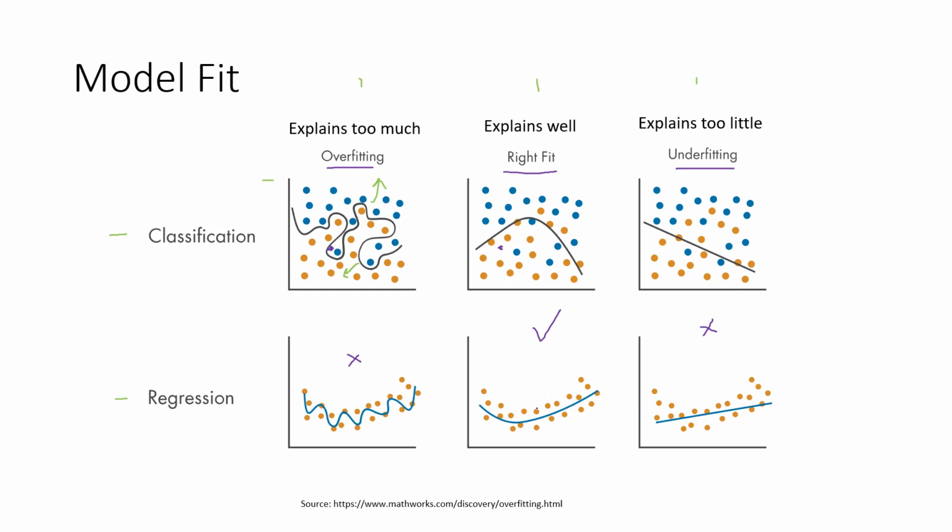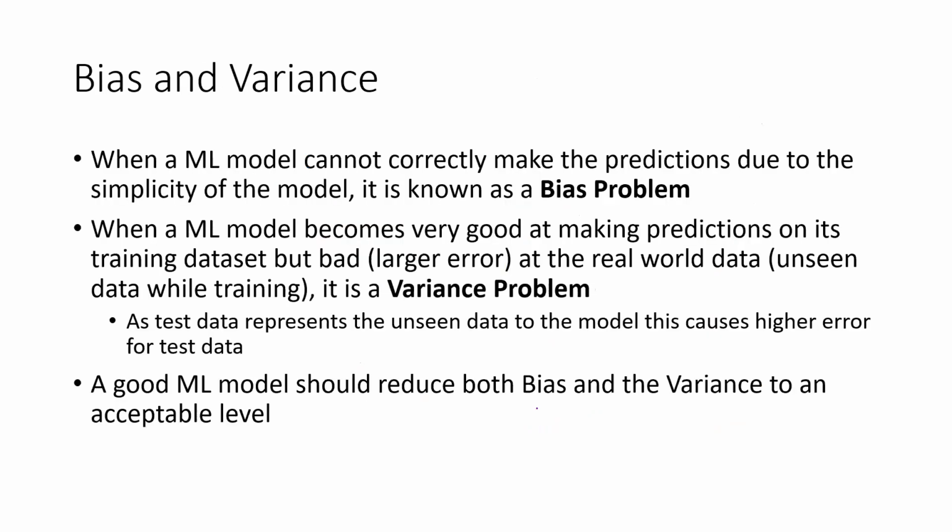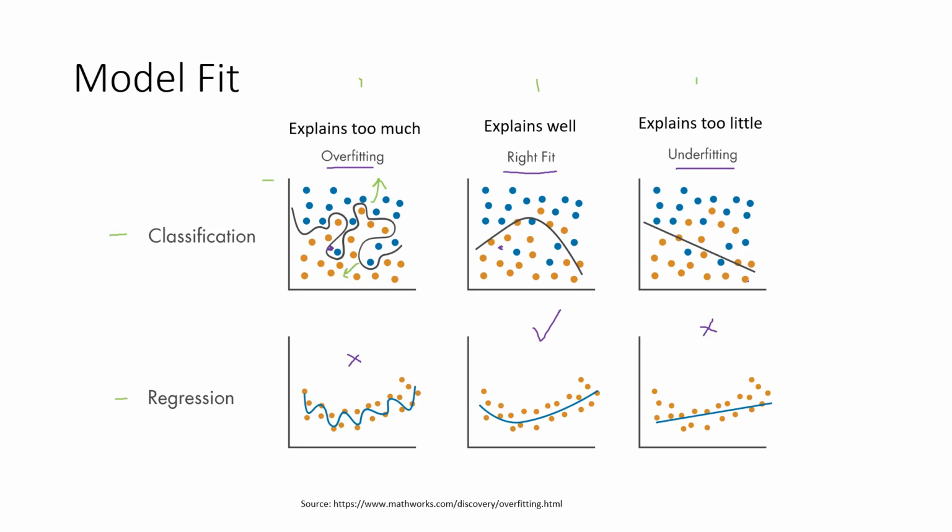Okay, so I will move into the next part, which is known as the definitions of bias and variance. These are not the exact definitions, but this is how you should understand the concepts, right? When a machine learning model cannot make the predictions correctly because the model is too simple, the model has only a few parameters, in this case 2 parameters. In the y equals mx plus c case, there are only 2 parameters, m and c, right?